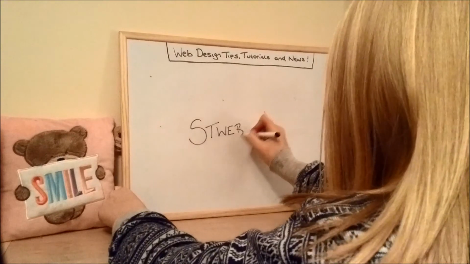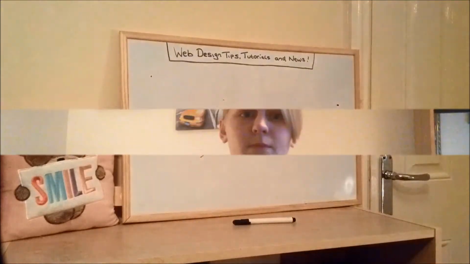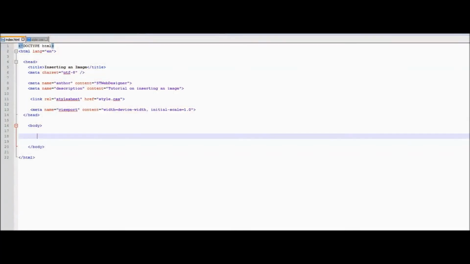In today's video I'm going to be showing you how to insert an image into your web page. In today's tutorial I'm going to show you how to code your image into your web page, show you how to float it left, right and align it centre, as well as making it fully responsive using media queries. So let's get started with inserting our image.